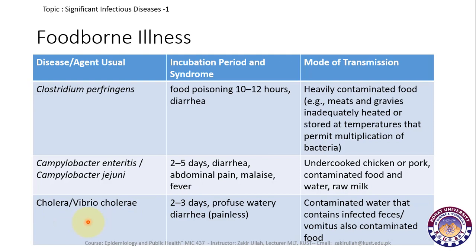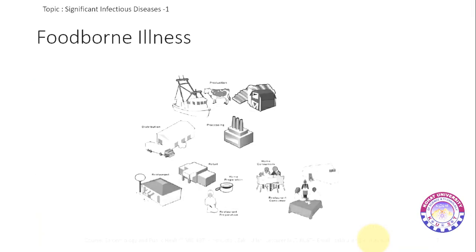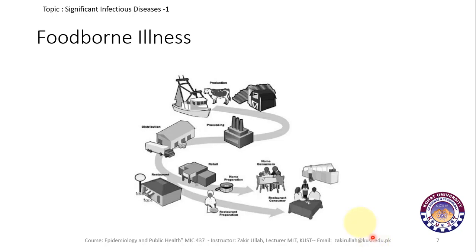Cholera is caused by Vibrio cholerae, and their incubation period is 2 to 3 days, causing profuse watery rice water stool and diarrhea, which is usually painless. This disease is spread by contamination of water, or infected feces that come in contact with the water or the food, or vomitus also contaminating the food. So these are the examples.